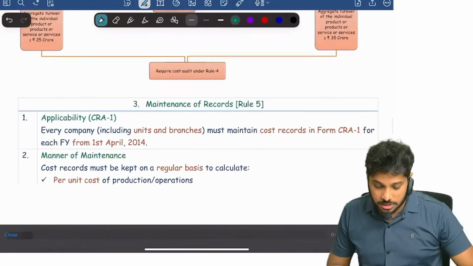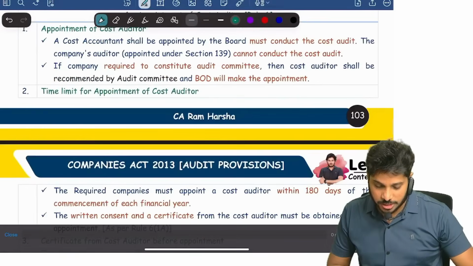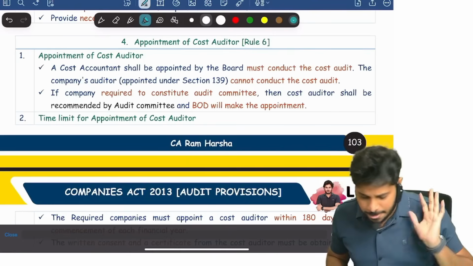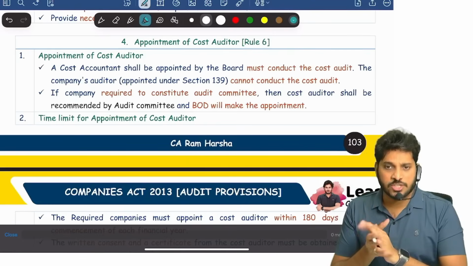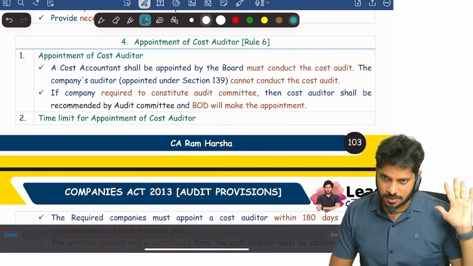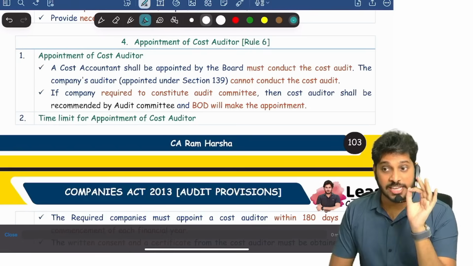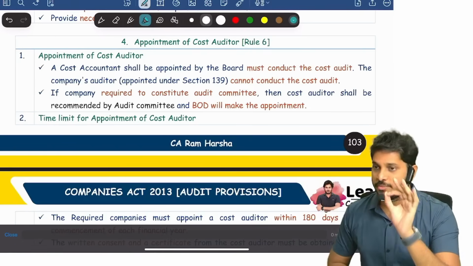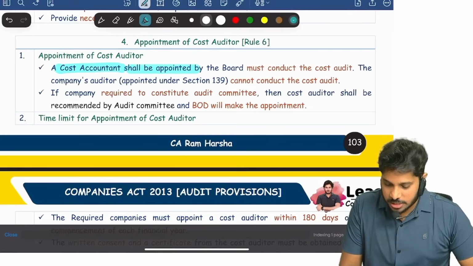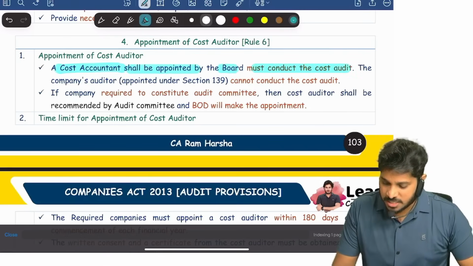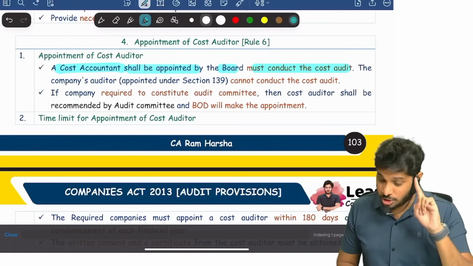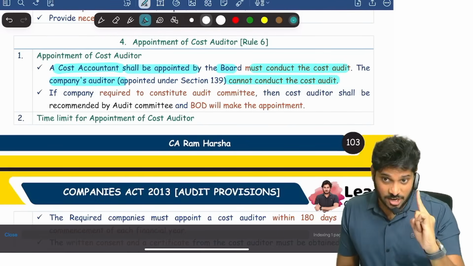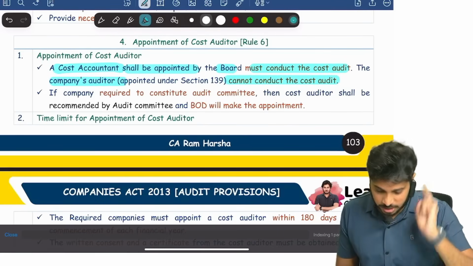Now, what is the procedure for appointing a cost auditor? First of all, who will appoint the cost auditor? The board of directors will appoint, and the cost auditor will be appointed on a yearly basis only. You cannot appoint him for 5 years at a stretch. A cost accountant shall be appointed by the board, and he must conduct the cost audit. Most important, a company auditor cannot be cost auditor, and an internal auditor cannot be cost auditor.